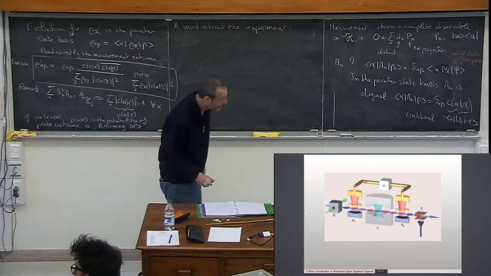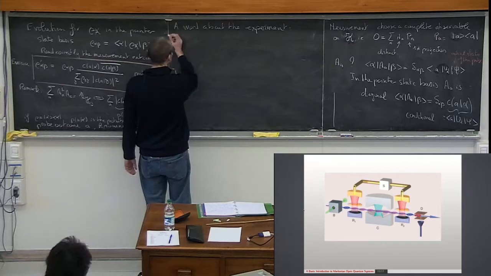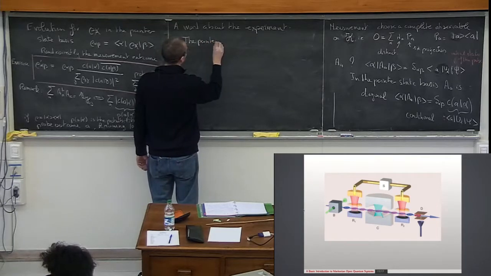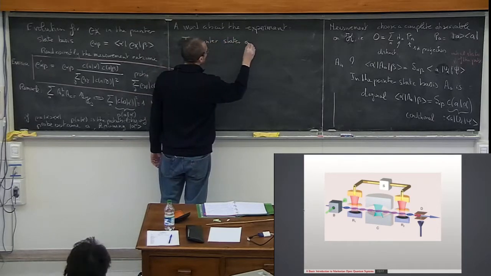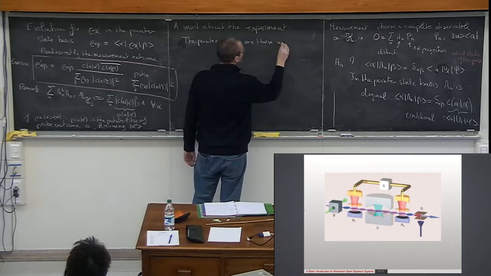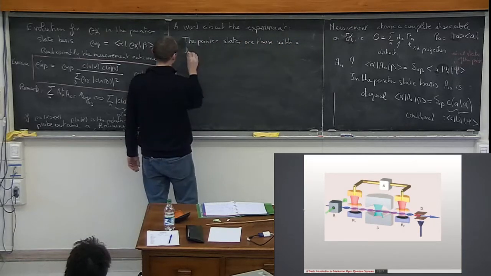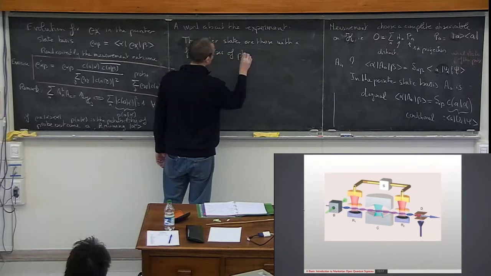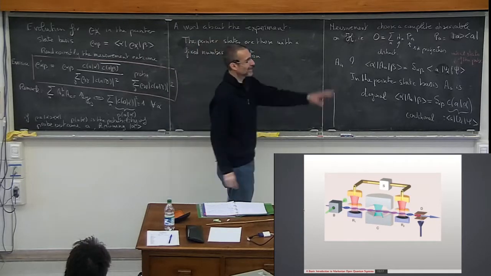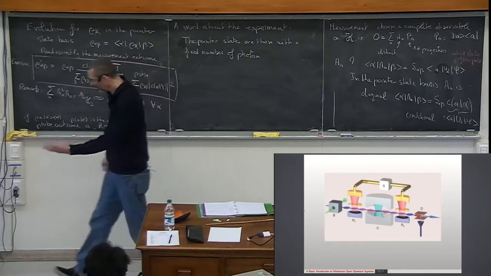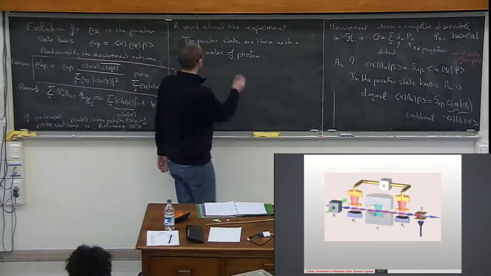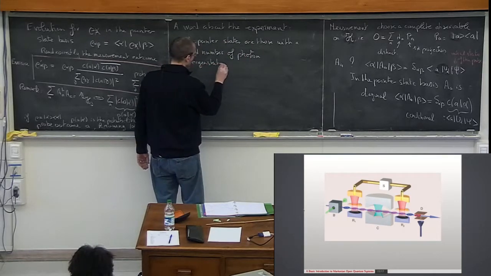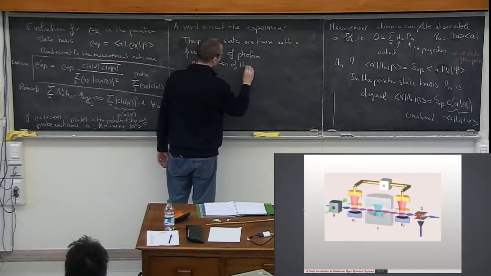Yes, okay. So, the pointer states are those with a fixed number of photons. You see, there is only one excited mode in the cavity, and in that mode you can have an arbitrary number of photons as usual. So the pointer states are just the eigenstates of the photon number operator.